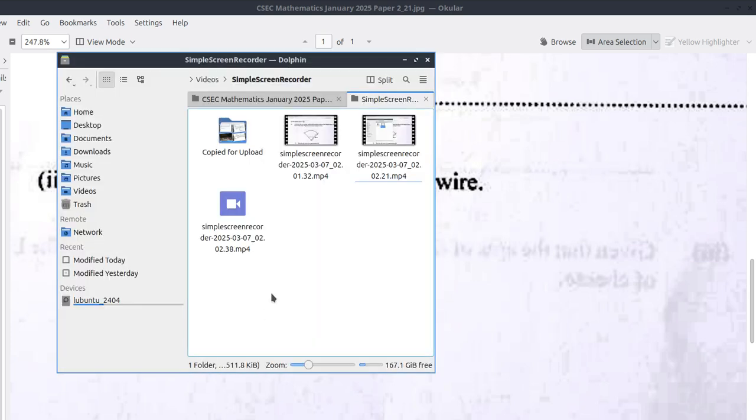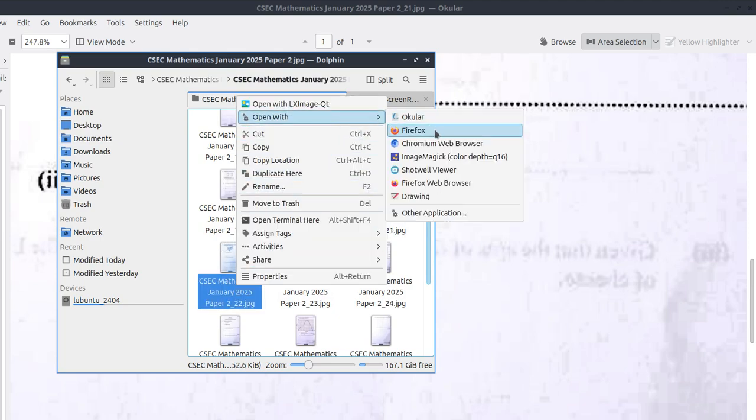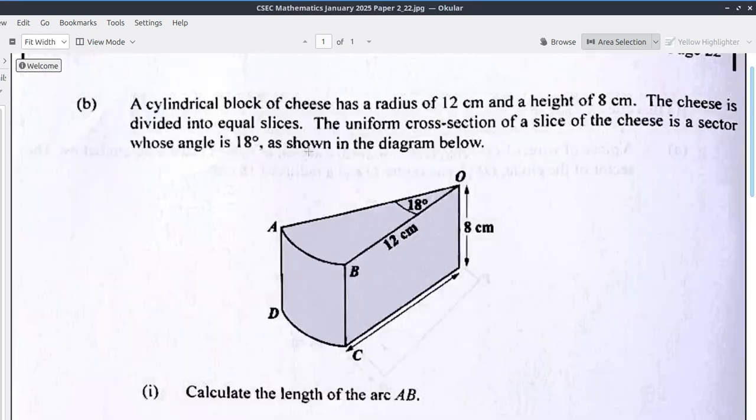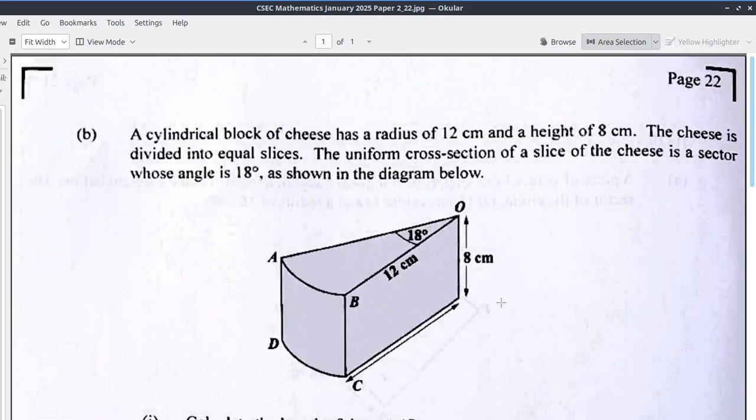All right, so what else do we have here? I guess the other part, the question continued. So we have part C. Let's look at part C in our next video.